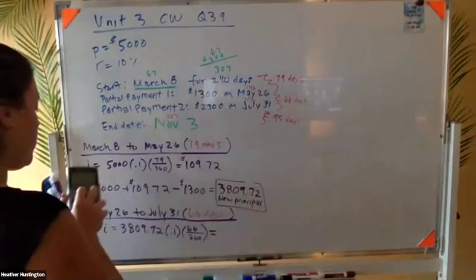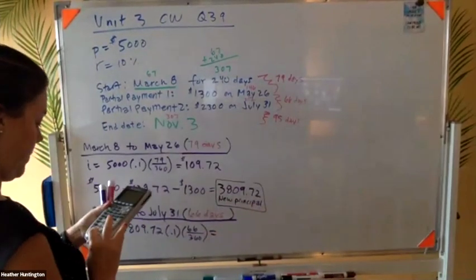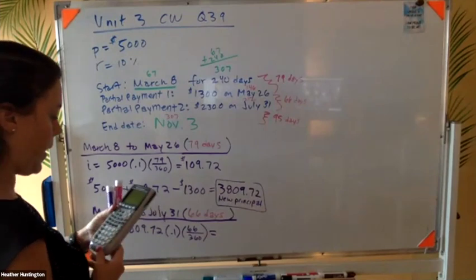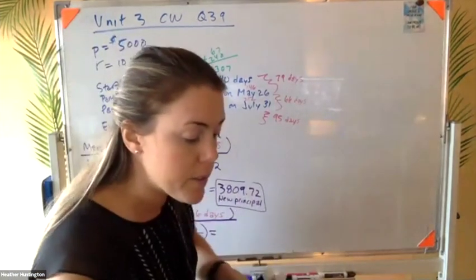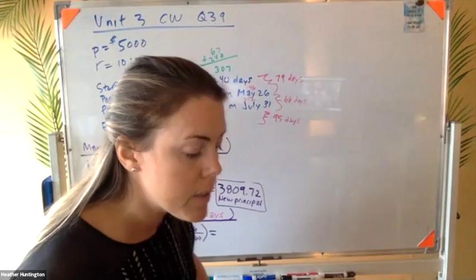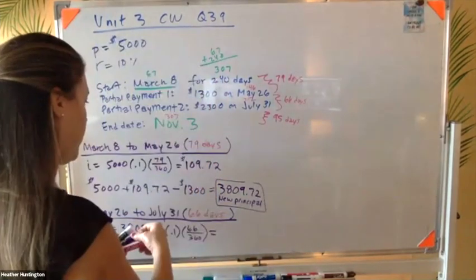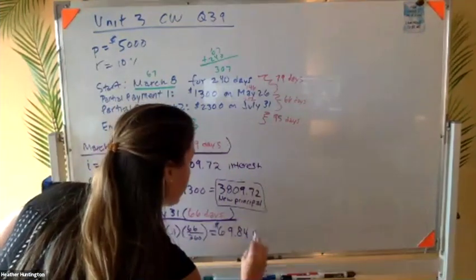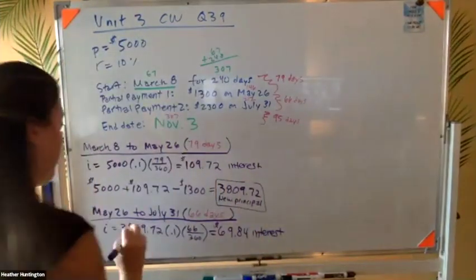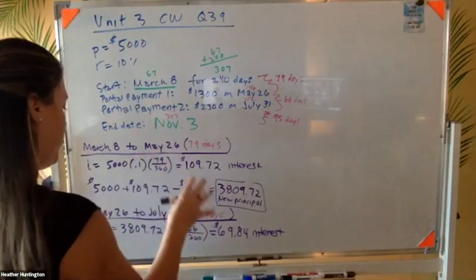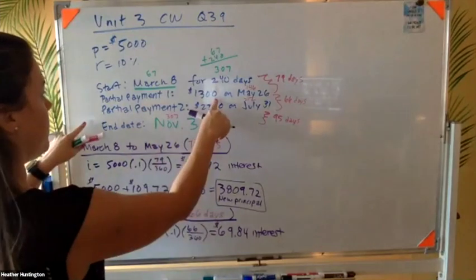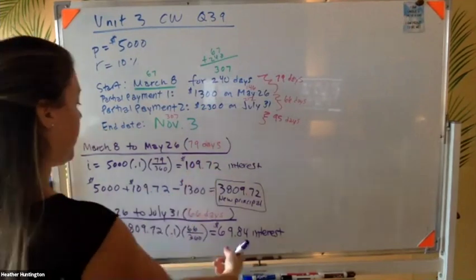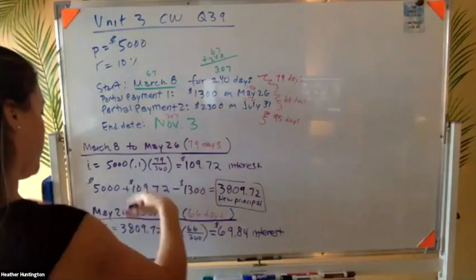Okay, calculator out. So it looks like the interest in this period of time is $69.84. Now our new principal, because this is going to the payment of $2,300 is going to pay that interest first, and then it's going to reduce our principal.